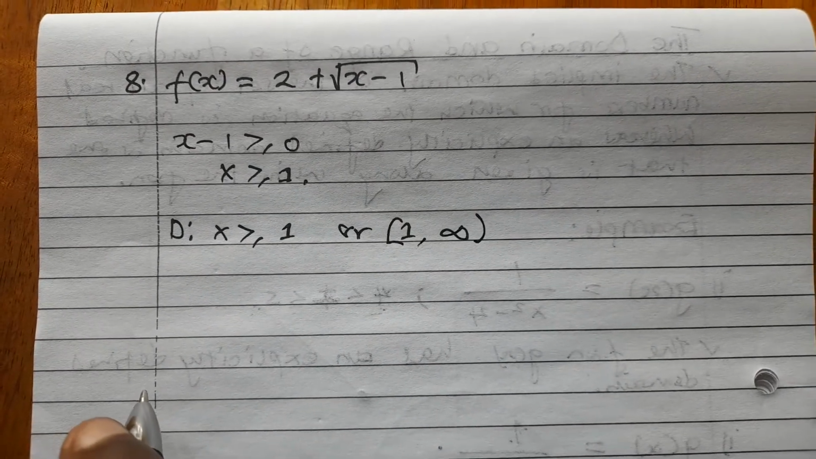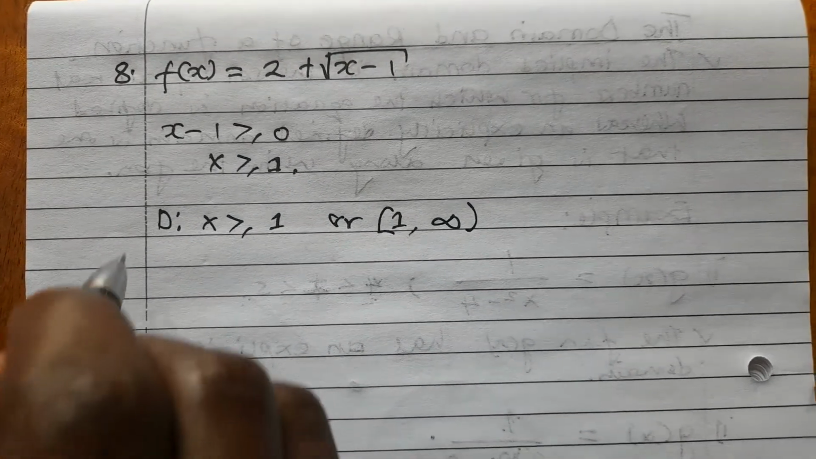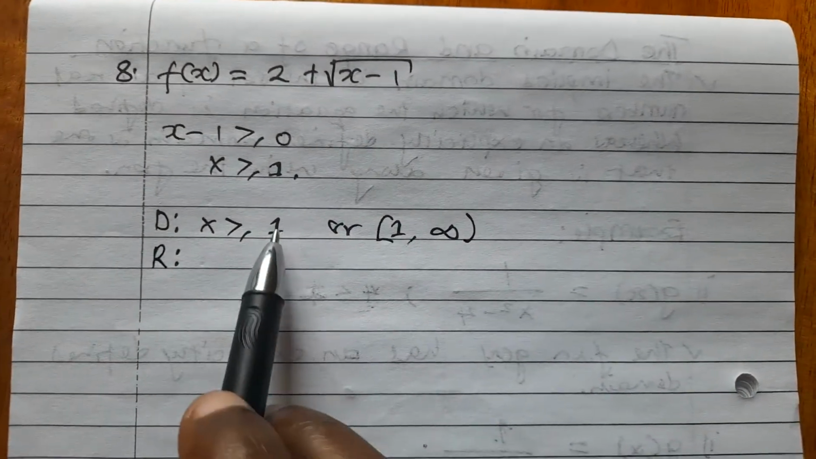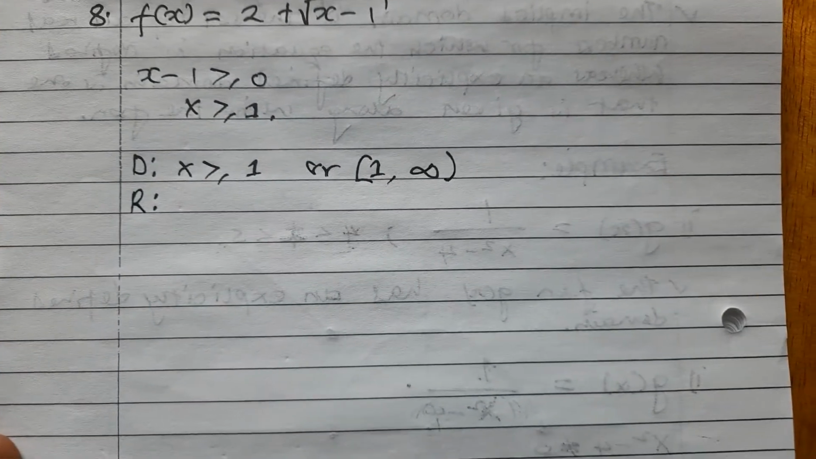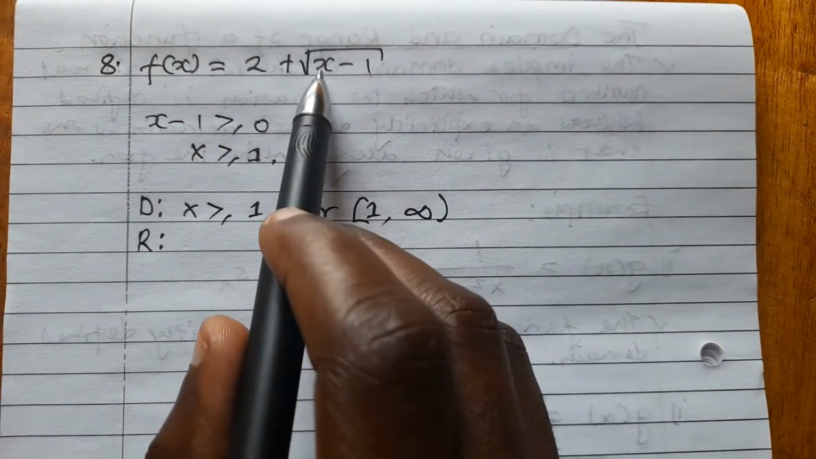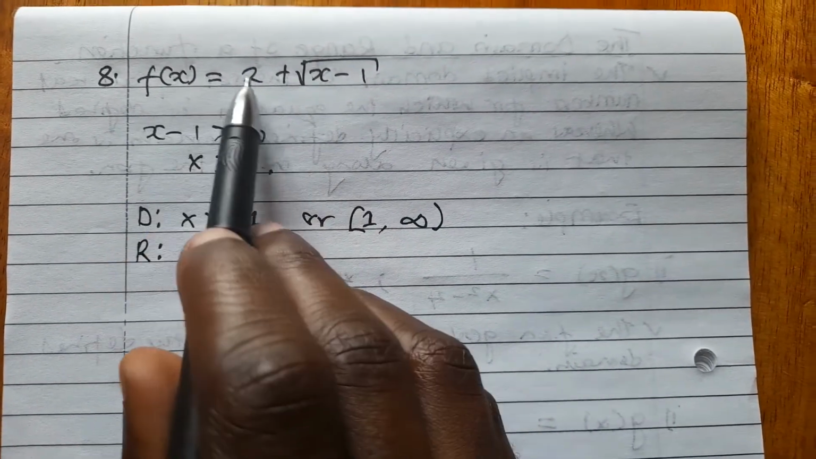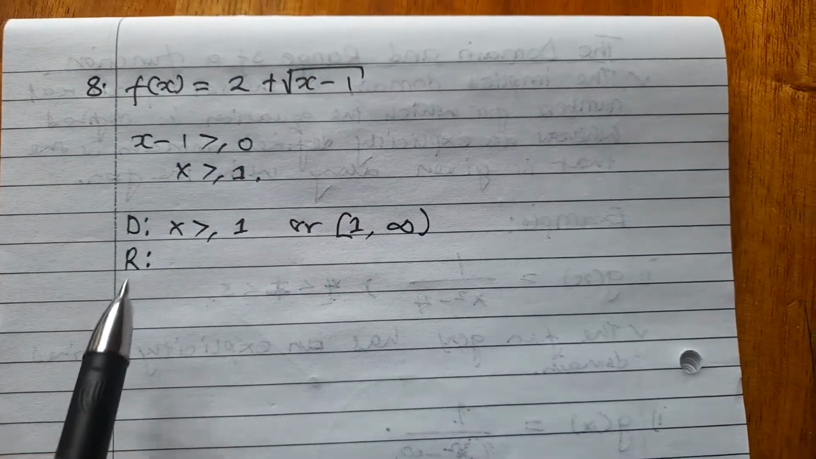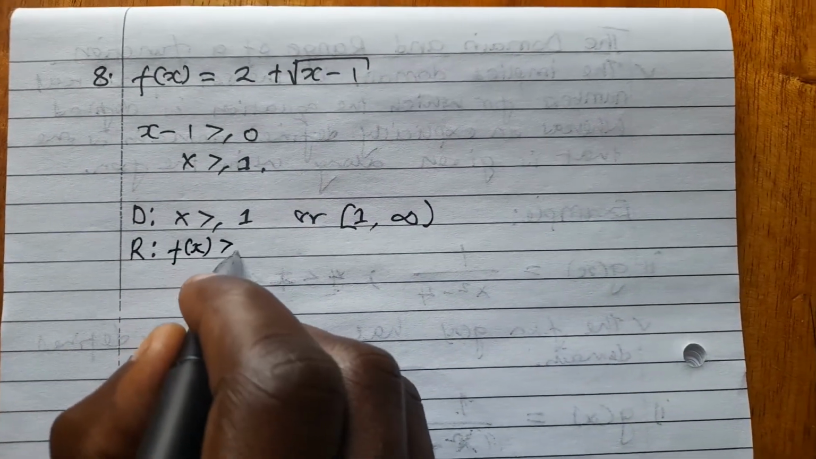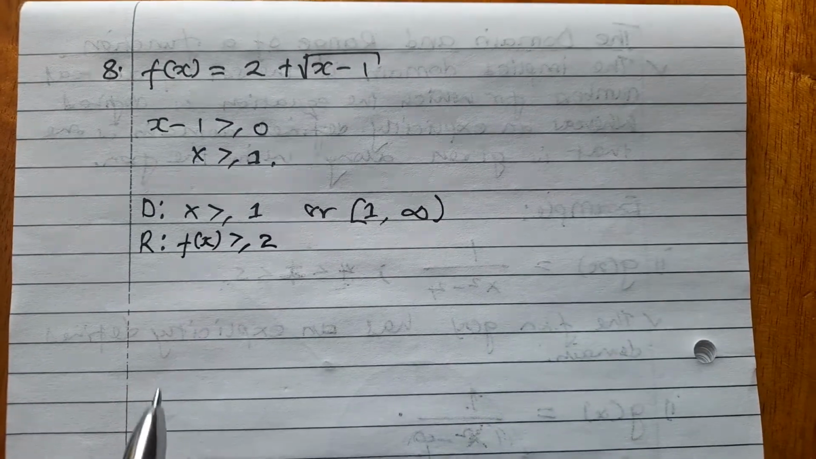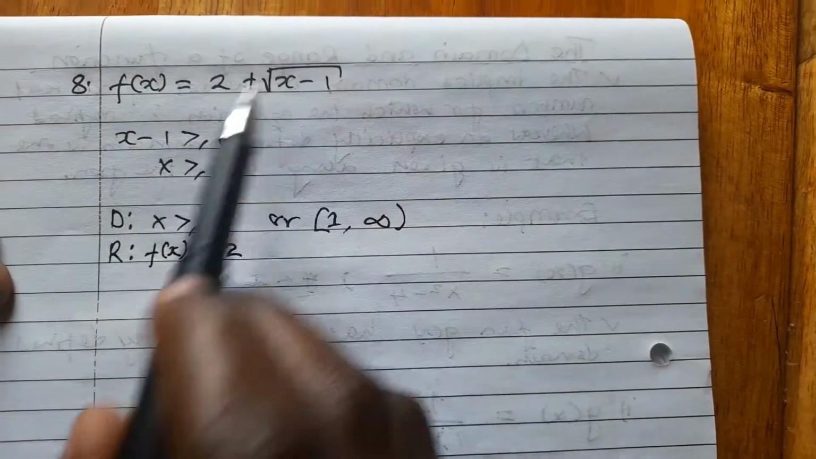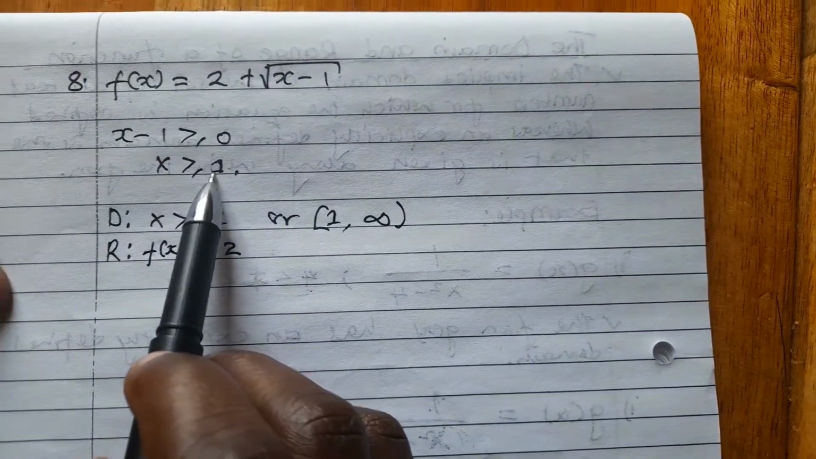Now, what about the range of the function? To get the range of the function, we plug in the values of the domain. And you realize when I plug in 1 here, we will be having 0. So f of x is 2. So the range is such that my f of x is greater than or equal to 2. Because I'm not having any value less than 1 that I'll plug in, but it is actually from 1.